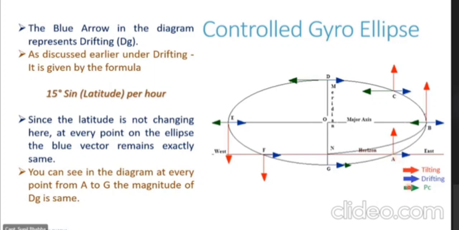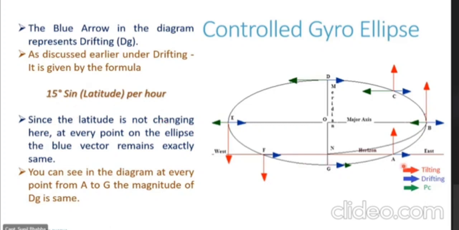So first of all, we go for the drifting force. Drifting is represented by the blue color arrow, and the formula we have just seen, 15 degrees sine of latitude per hour. Now, in this particular elliptical motion, we are assuming that the observer is not changing position. If the position is the same, the latitude will remain the same, so 15 degrees sine of latitude will be a constant value. Anywhere you go on the ellipse, at any point, the value of drifting should not change. It should remain the same because there is no variable in the formula: 15 degrees sine of latitude, and the latitude is not changing.